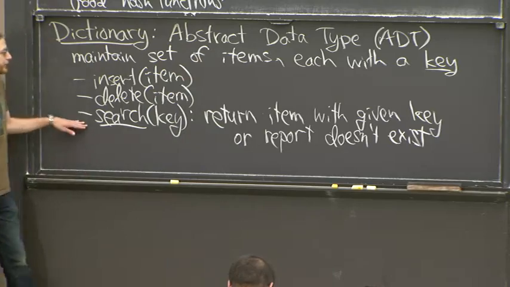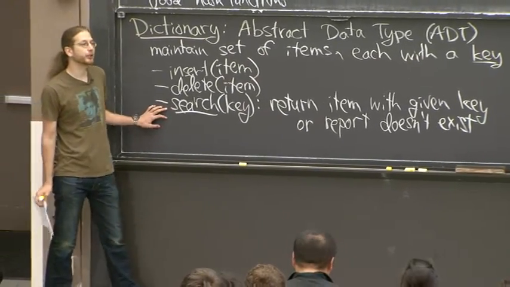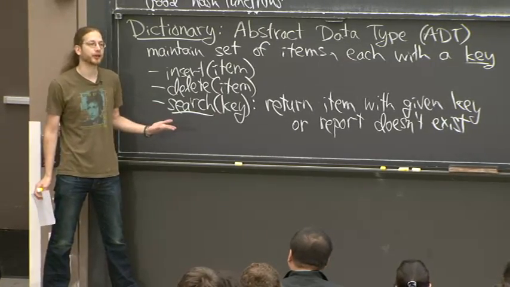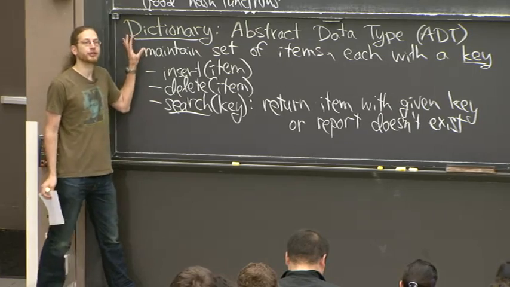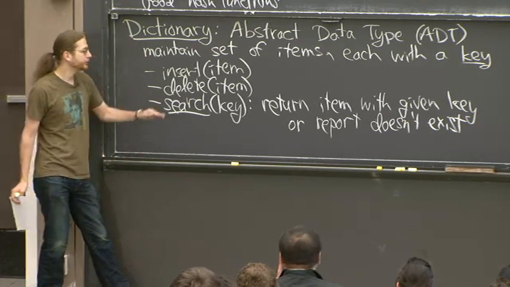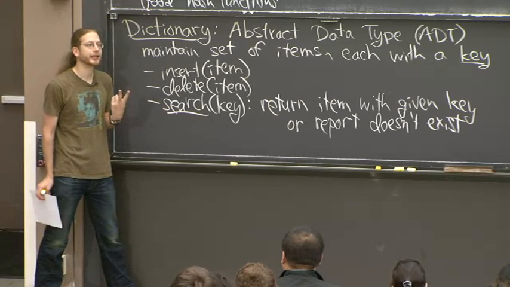OK, this is a little different from what we could do with binary search trees. With binary search trees, if we didn't find the key, we could find the next larger and the next smaller, successor and predecessor. With dictionaries, you're not able to do that. You're just interested in the question, does the key exist? And if so, give me the item with that key.